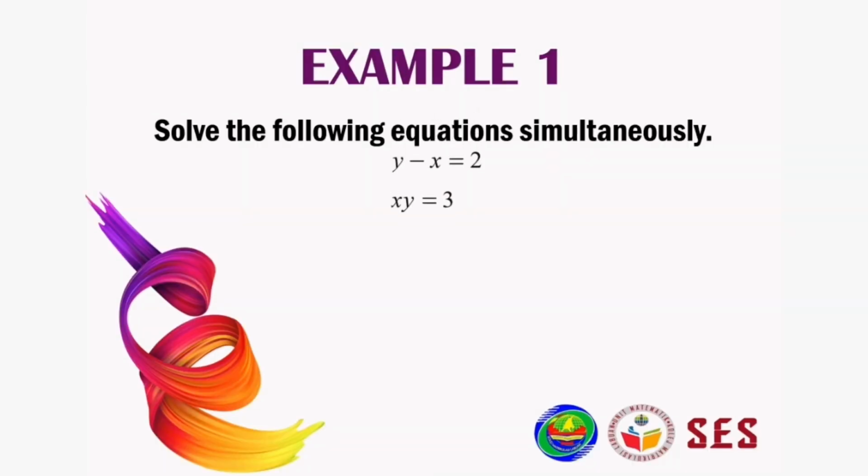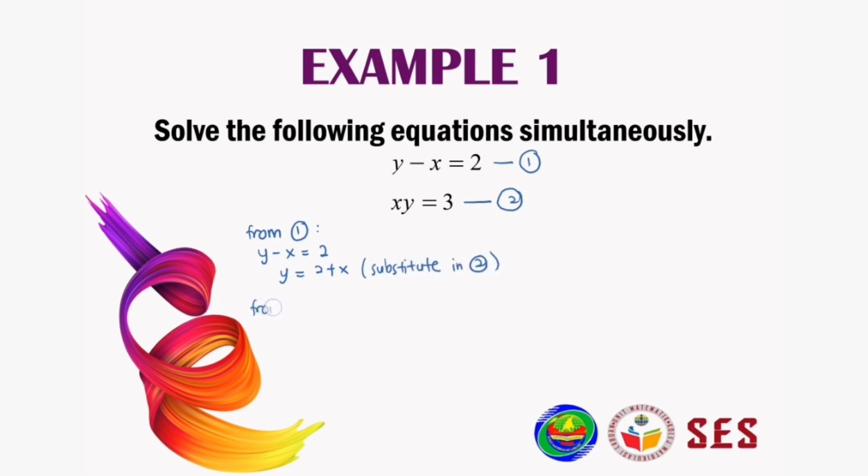Let us go through example number 1. In this question, we are going to solve for x and y. Equation number 1 is a linear equation, while equation number 2 is a non-linear equation. To solve this, we are going to use substitution method. From equation number 1, we rearrange it to make y the subject, and we have y equals 2 plus x. And we will substitute this into equation number 2.